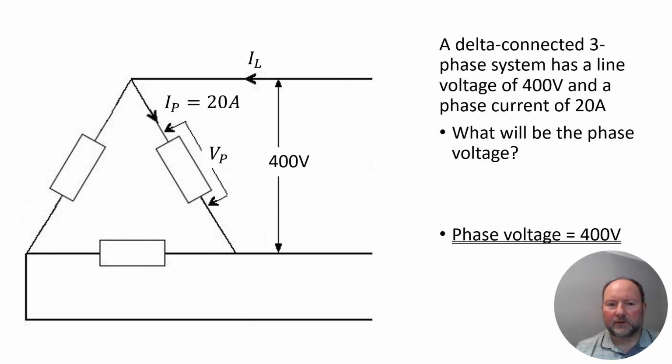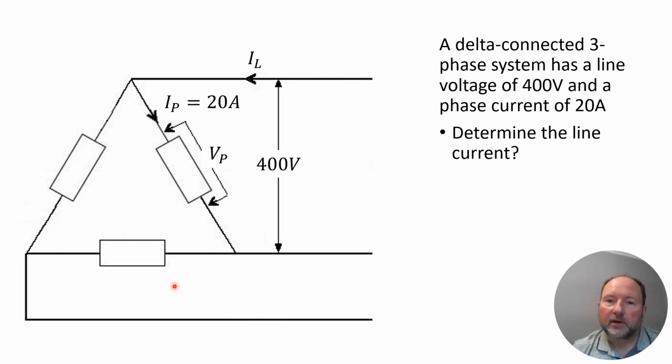In delta, the voltages don't change. Okay, the voltages stay the same. On to the second part of the question then. The question is determine the line current.